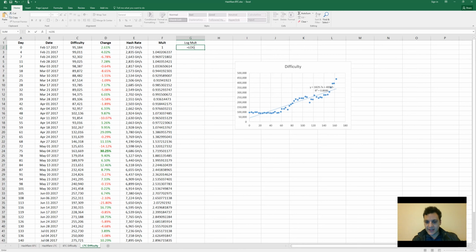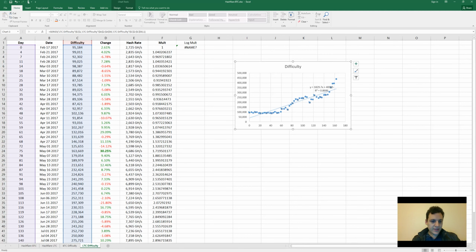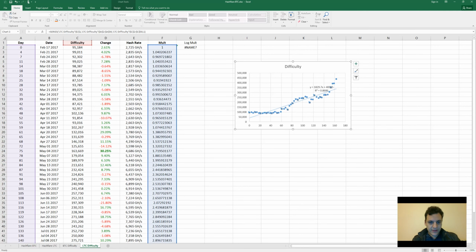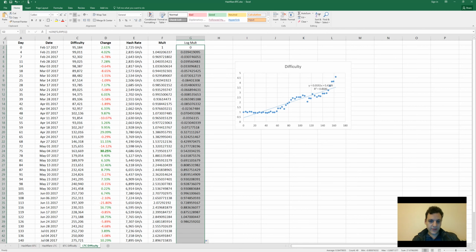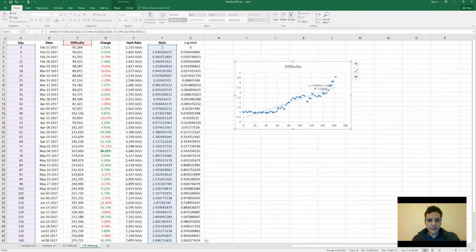Why are we calculating the log? Just to refresh, we're calculating the log because if you try and model the difficulty as it is, it doesn't really fit the shape of a straight line. It fits a curve. If you take the log of those numbers it will become linear. So we can predict it much more accurately. So we take the log of this, the exponential. Log of 1 is always 0. And we want to model this data.